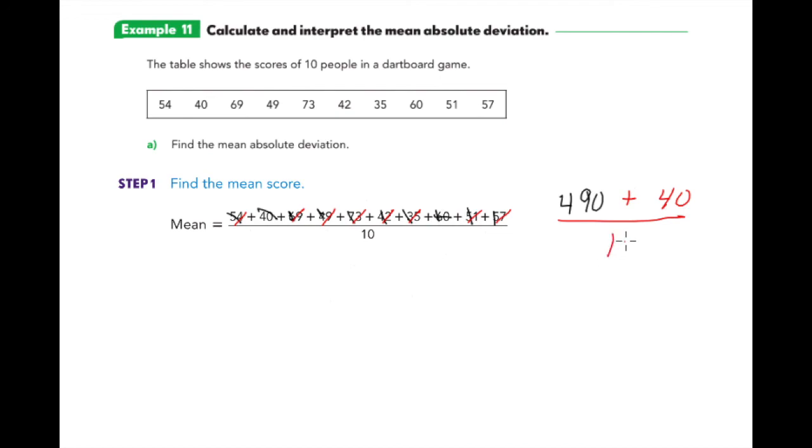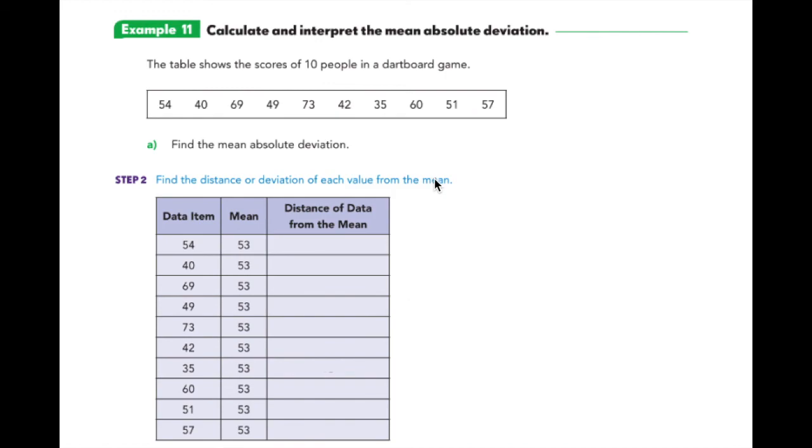We will divide all of this by 10. 490 and 40 gives us 530. 530 divided by 10. We can cancel out the zeros, which is 53 divided by 1. So our mean is 53. Step 2 is to find the distance or deviation of each value from the mean.